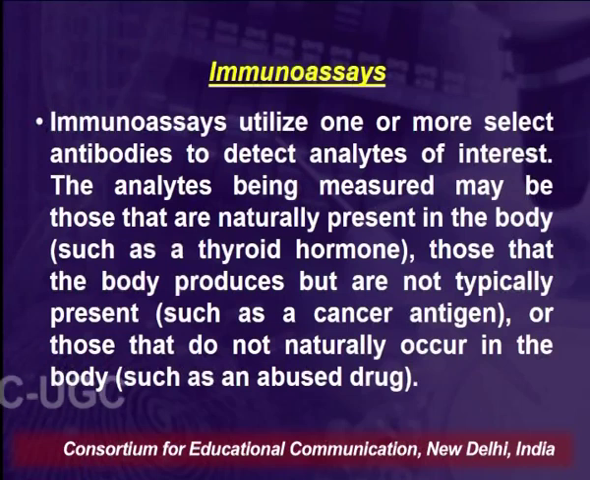Immunoassay utilizes one or more select antibodies to detect the analytes of interest. The analytes measured may be those naturally present in the body, for example thyroid hormone, those that the body produces but are not typically present, such as cancer antigen, or those that do not naturally occur in the body, such as drugs of abuse. So, all these analytes can be measured, whether they are a natural secretion of the body, or not normally present in the body but present because of some disease, or present because of ingestion of an abuse substance.